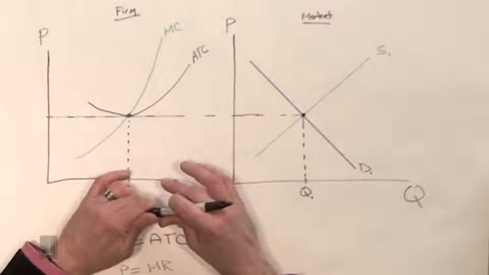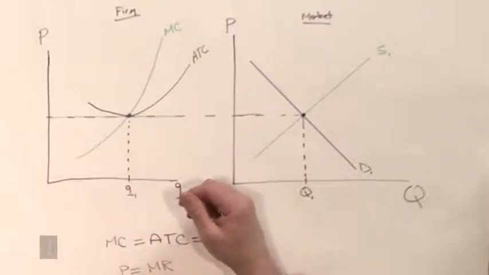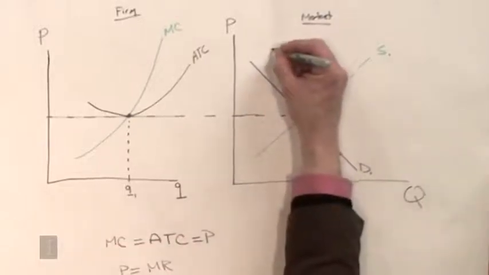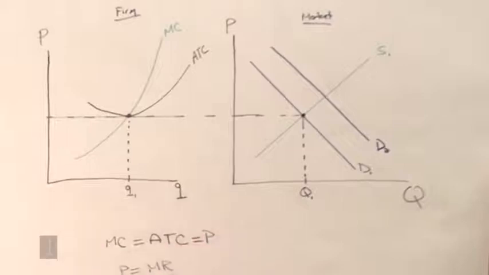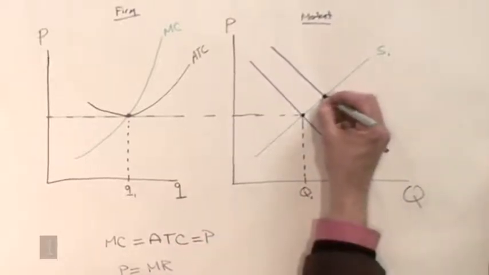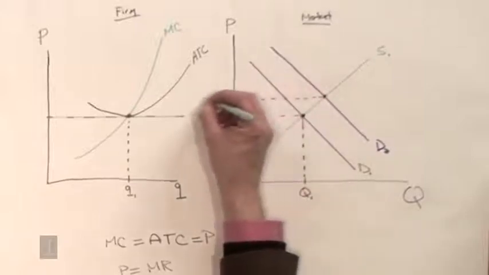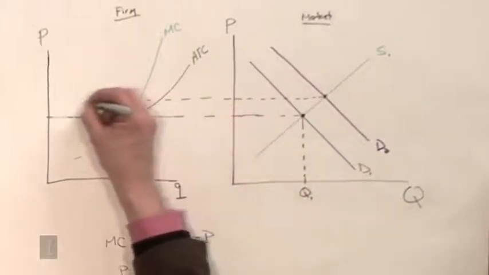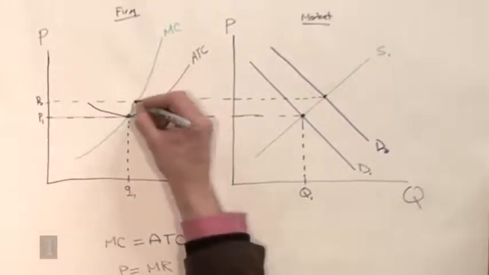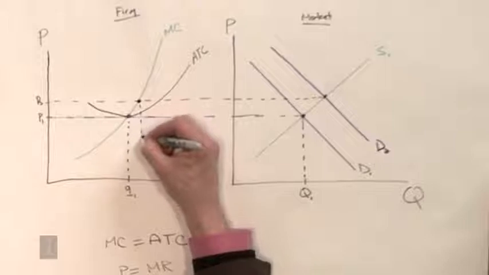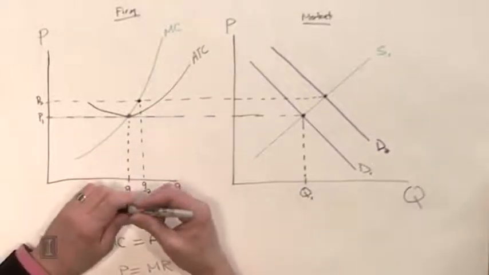This market is in long-run competitive equilibrium. Now let's suppose that there's an increase of demand in this market. So the demand curve would shift to the right. That would increase the price of the good, and that would allow the competitive firm to charge a higher price for that good. This is P1 and this is P2. They will be able to produce more quantity, at least for the short term, because they're able to produce the good at a higher price.